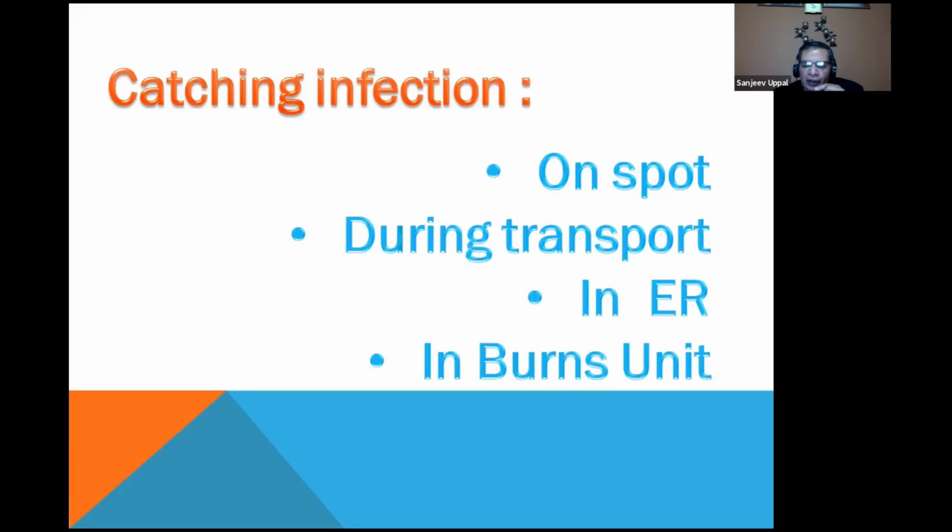And second is during transport. During transport, it is always recommended that a clean cloth should be wrapped. Even if we are putting water on the patient, just after 10 to 15 minutes we should wrap the patient nicely so that there is no hypothermia, and also it protects the patient from infection.